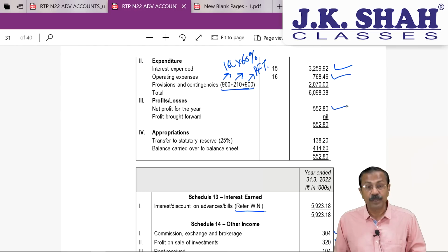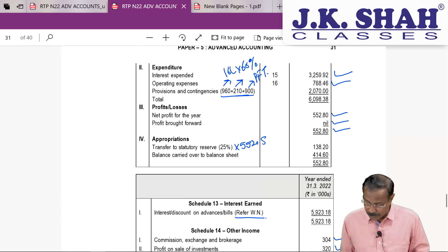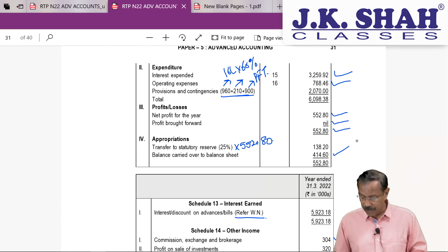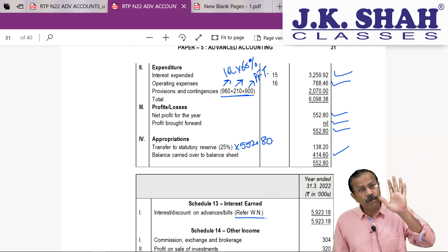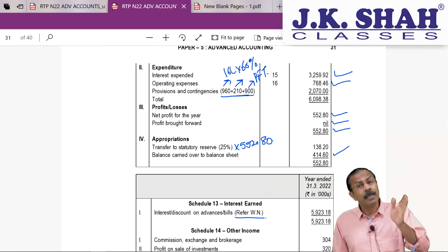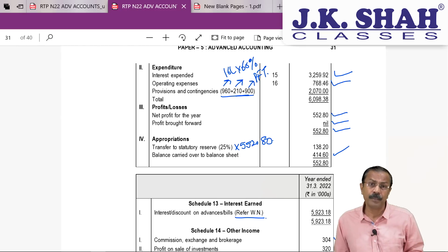So current year's profit or loss is 552.8. No opening balance. Total remains same. Statutory reserve 25%, 25% of 552.8. That gives you 138 into 552.8. And balance carried to the balance sheet. That's your closing balance. Again, a very simple P&L. First, write down the whole format of P&L. Then prepare the necessary notes, schedule 13, 14, 15, 16 and so on, and working notes as required, remember.